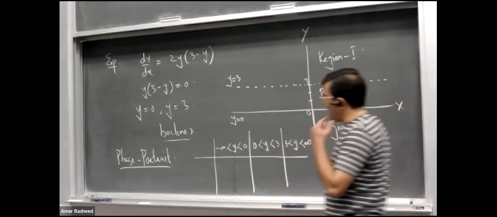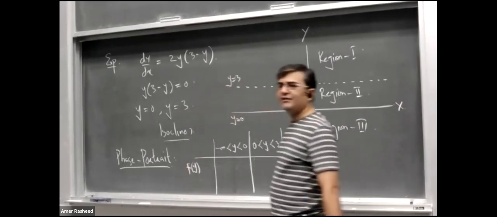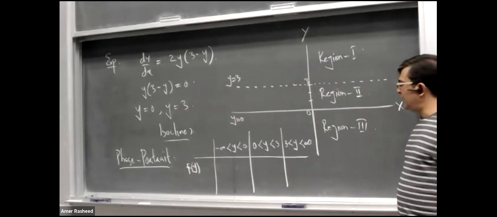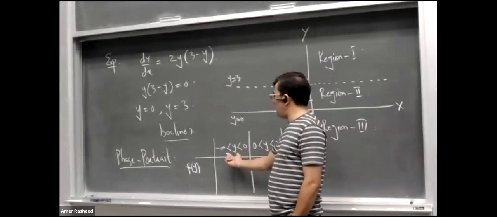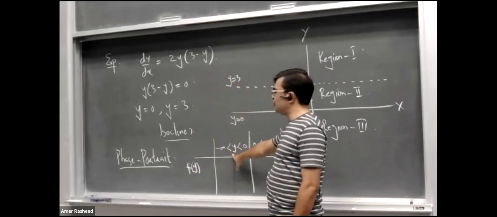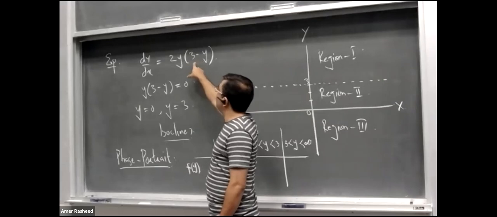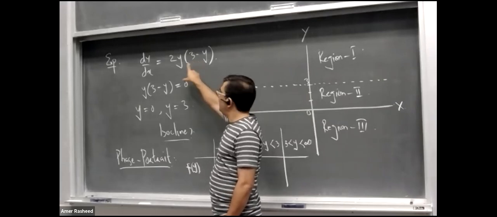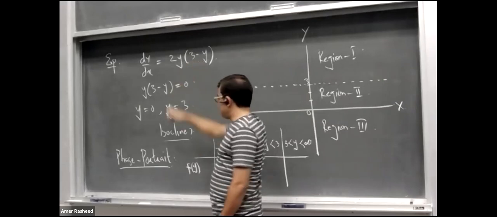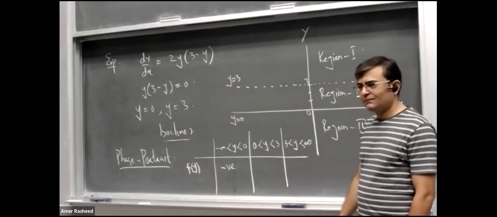Now you check the sign of that function, f of y, in these 3 regions. You choose any one value here, you put it in y, f of y. For example, you choose -1. If you put -1 here, you'll get positive here, you get negative here. So f of y will be negative here.